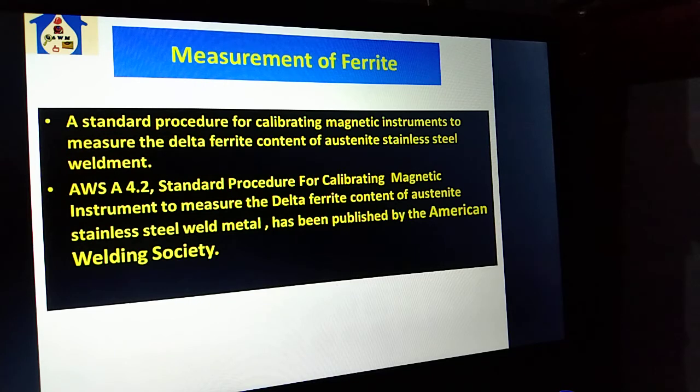AWS A4.2, the standard procedure for calibrating magnetic instruments to measure the delta ferrite content of austenitic stainless steel weld metal, has been published by the American Welding Society.